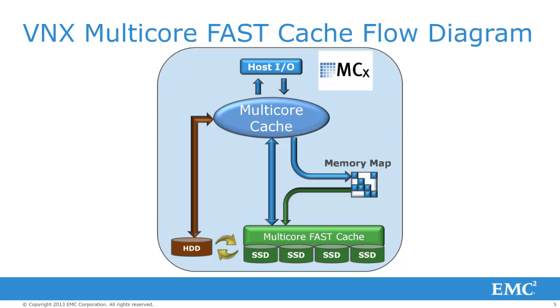Shown here is the flow diagram for Multicore Fast Cache. As you can see, all host I/O goes directly to Multicore Cache, and all interactions with Multicore Fast Cache are done through Multicore Cache. For reads to the system, the contents of Multicore Cache are checked to see if it can service the I/O. If not, the Multicore Fast Cache memory map is checked. If the data is not located in Multicore Fast Cache, the read is satisfied from the backend group through Multicore Cache. If the data is being accessed frequently, the data is copied as a clean cache page into Multicore Fast Cache and the memory map is updated.